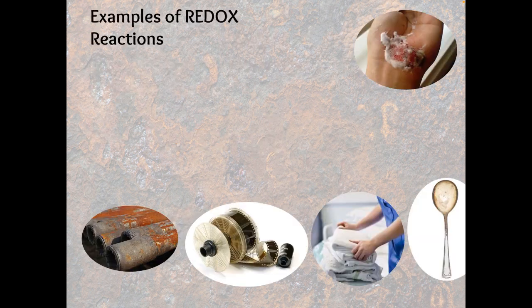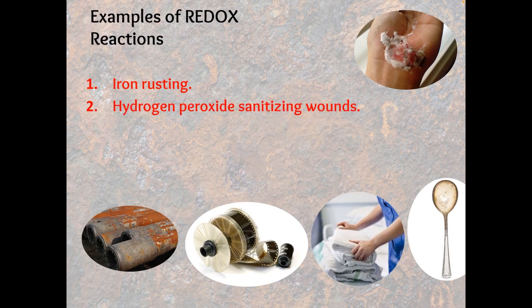Okay, what are some real-life examples of redox reactions? These are actually quite common. Iron rusting is a great example of oxidation reduction. The iron is oxidized, and the oxygen in the air is reduced. Hydrogen peroxide, sanitizing wounds like cuts and scrapes, that's an oxidation reduction reaction as well. There's a transfer of electrons when hydrogen peroxide reacts with the enzymes in your skin.